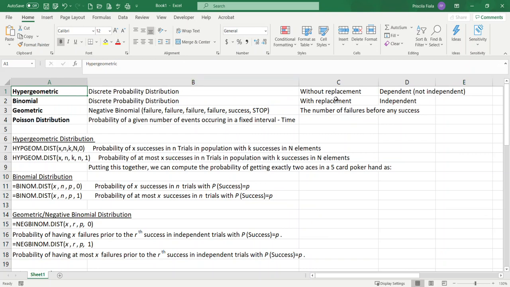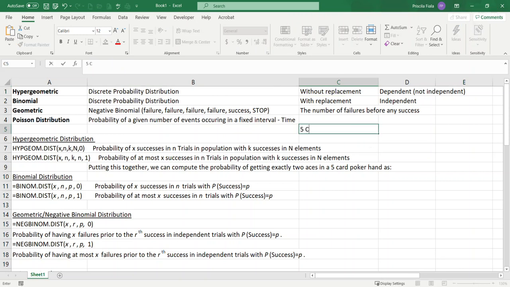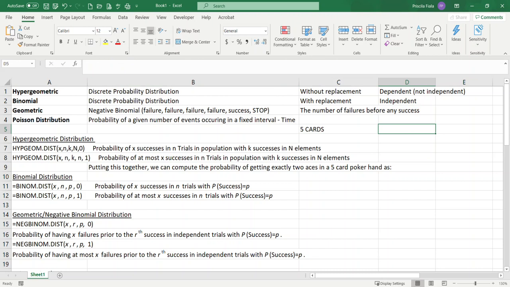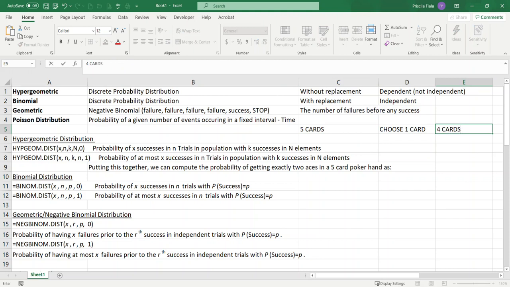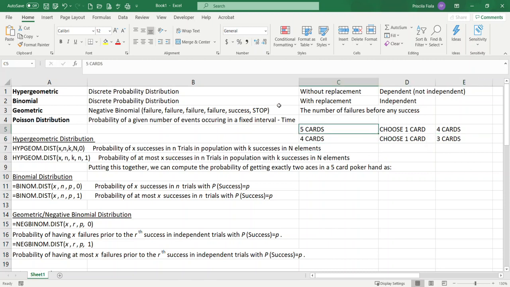For the hypergeometric, the key word you want to remember is without replacement. If you have five poker hand cards and you're testing for hypergeometric and you choose one card, now you have four cards, correct? So that means you don't put it back. When you do the second trial, now you have four cards. You choose one card, now you have three cards, and so on. Without replacement means you don't put it back on your hand and have five again. It's dependent on what you do here, okay?